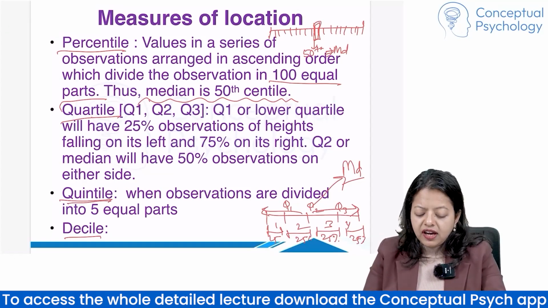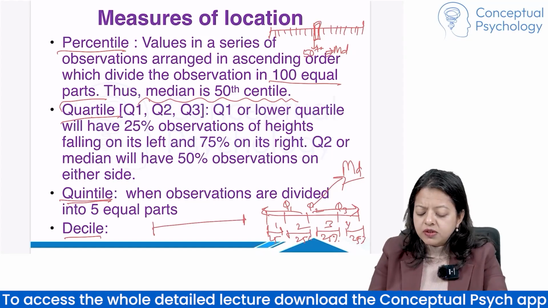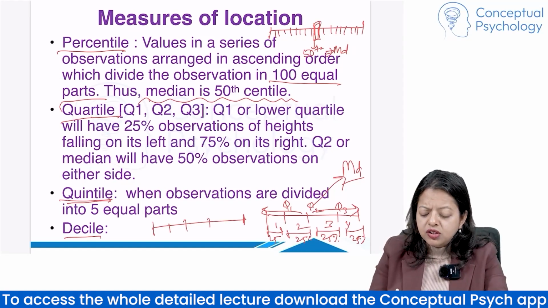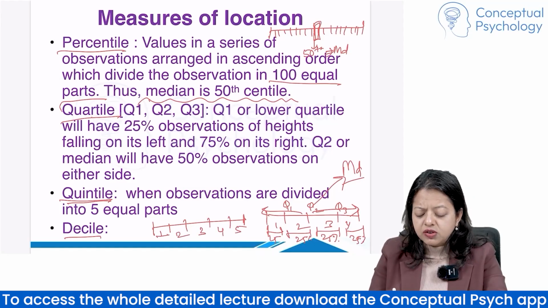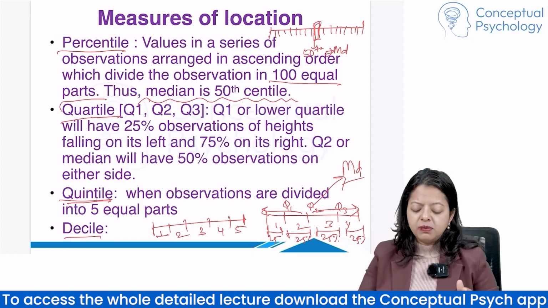Next is quintile, when observations are divided into 5 equal parts. So let us suppose this is the range of your observations. So 1, 2, 3, 4. So 1 part, 2 part, 3 part, 4 part, 5 part. So this is a quintile when your set is divided into 5 equal parts.